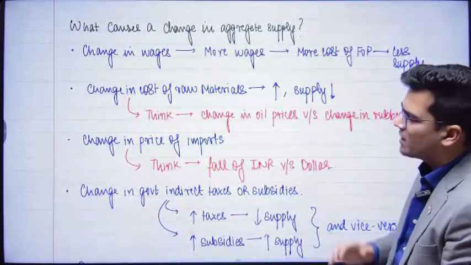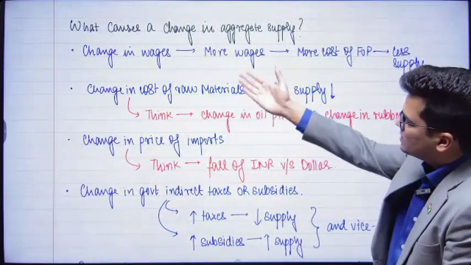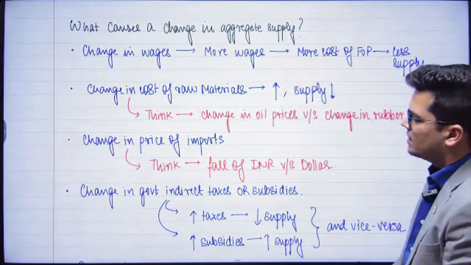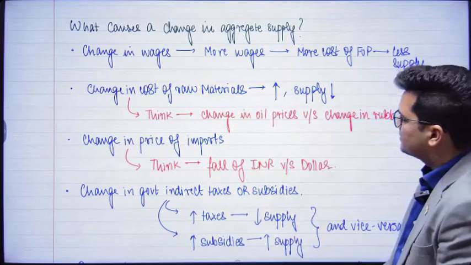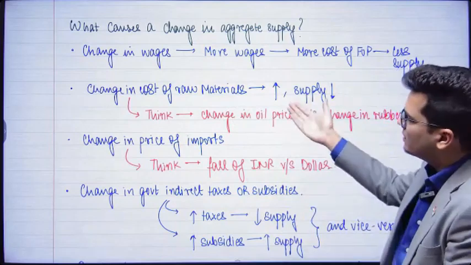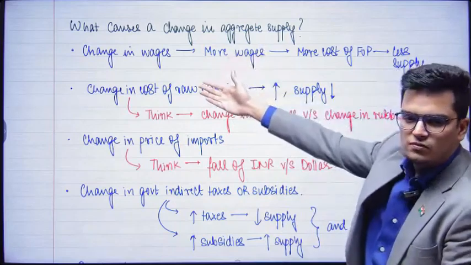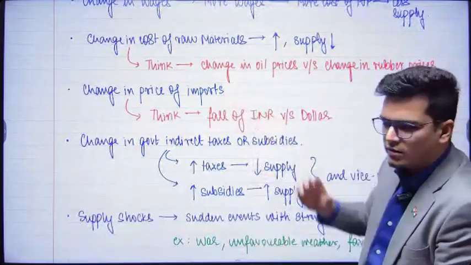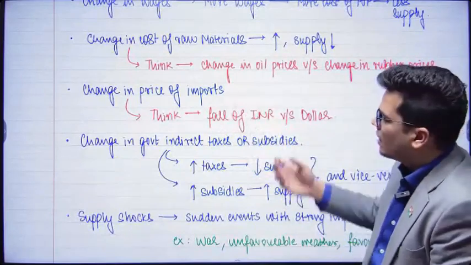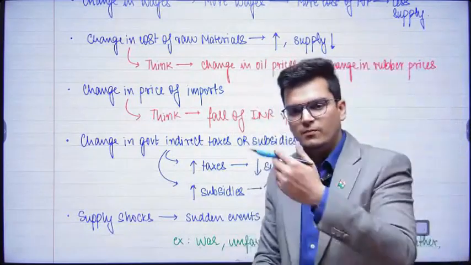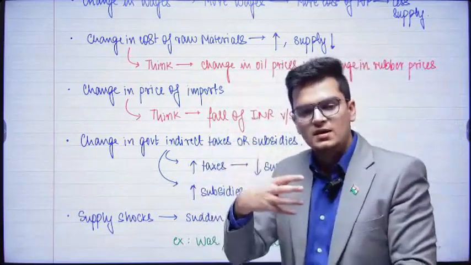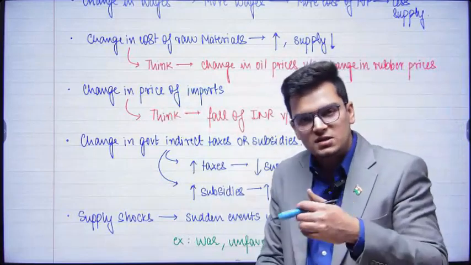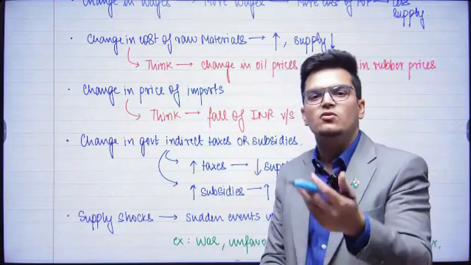What causes change in aggregate supply? If there is a change in wages, if there is more wages, there is more cost of factors of production and there is less supply. If there is change in cost of raw materials, right? Raw materials की cost बढ़ जाती है, तो again there is increase in cost of factors of production, decrease in supply. Change in prices of imports, right? If I am importing my raw material, if imports become more costly, then a costlier import will mean costlier factor of production. Costlier factor of production will mean less supply.